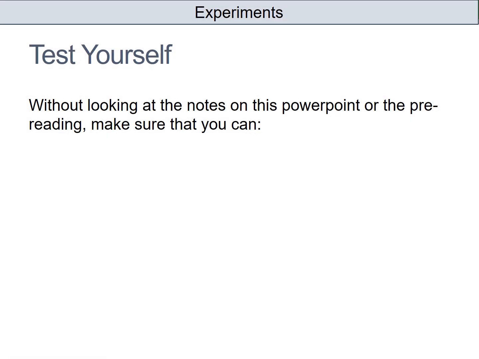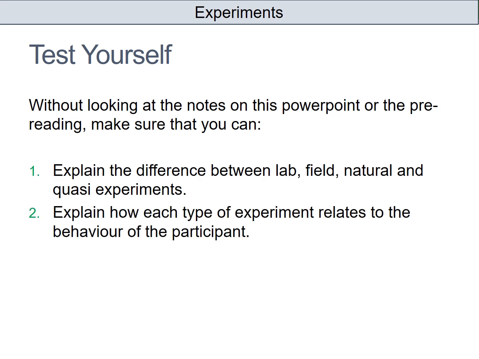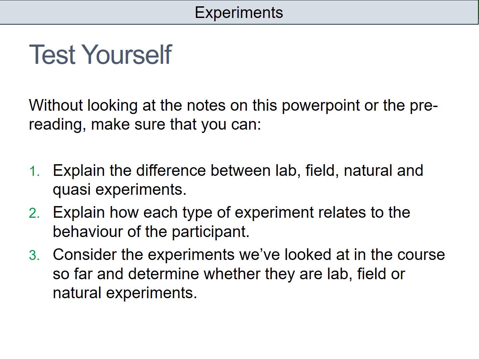So you can have a read of the pre-reading notes to get a little bit more detail on these 4 types of experiment, but before you come into your lesson, make sure that you can explain the difference between the 4 types of experiments. You can explain how the type of experiment might affect the behaviour of the participants and therefore how accurate your results may be. And thinking about the experiments we've looked at in the course so far, can you determine whether they are lab, field, natural or indeed quasi experiments?